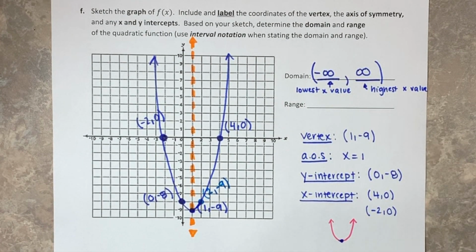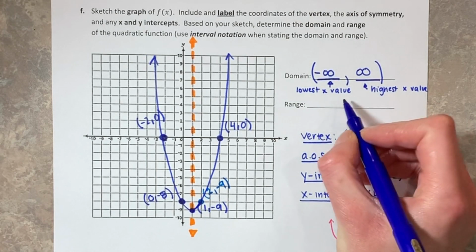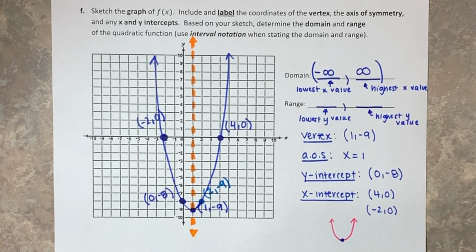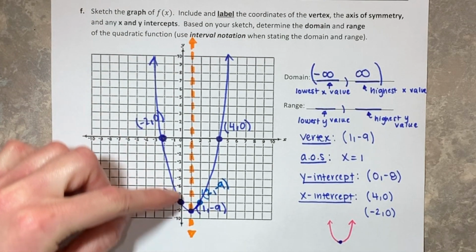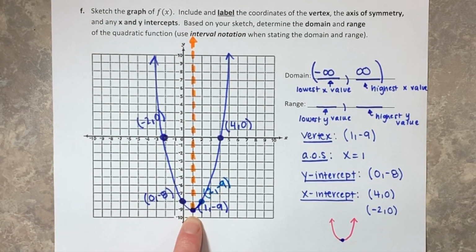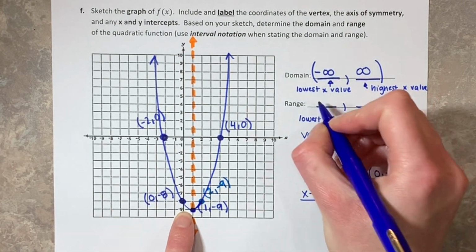The range, though, will change depending on the problem. So for the range, if we're writing our answer in interval notation, we'll put a comma, and then we list the lowest y value on the left, and on the right, we'll list the highest y value. If we look at our graph, the y-axis runs up and down. So to find the lowest y value, we want the point that's furthest down on our graph. That's this point here, and the corresponding y value is -9. So the lowest y value is -9.